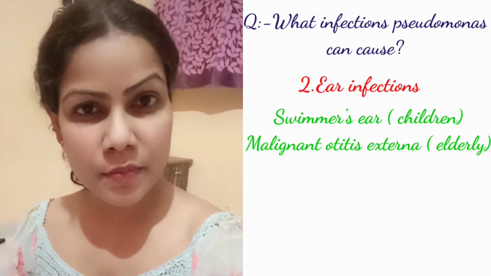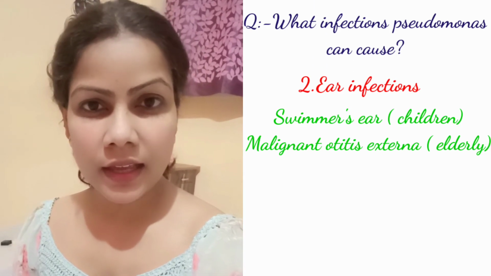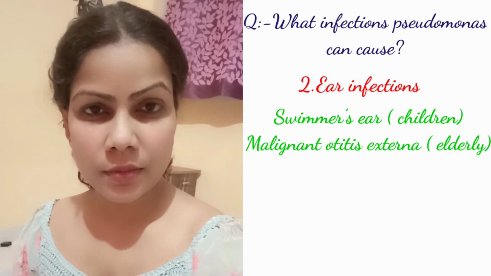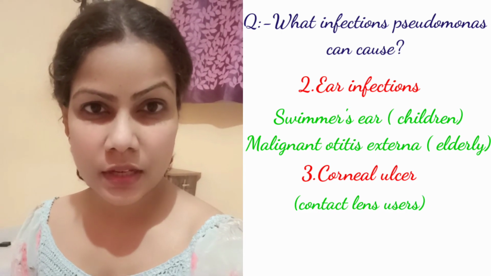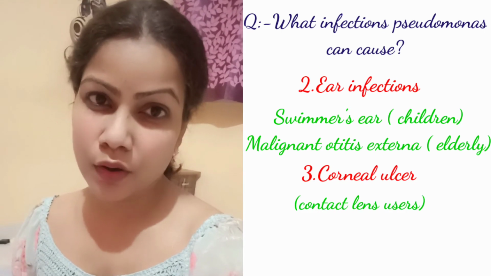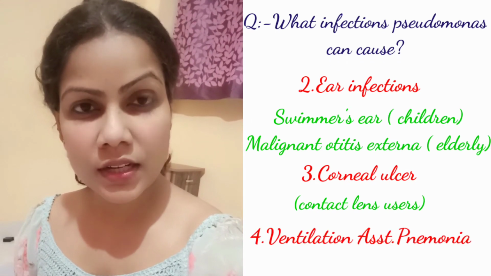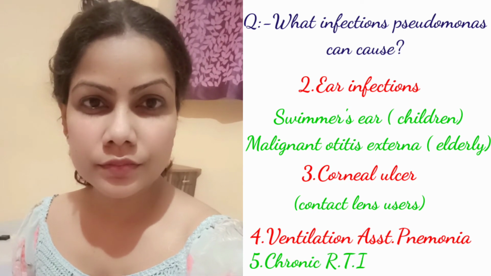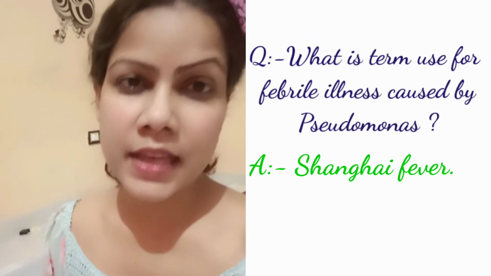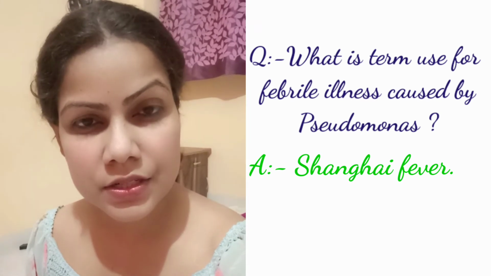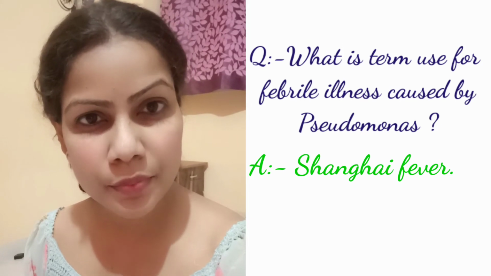Next, it may cause ear infection in children, termed swimmer's ear, and in the elderly, it is termed malignant otitis externa. It can cause corneal ulcer in contact lens users. It can cause ventilator associated pneumonia and chronic respiratory tract infection. Next question is, Pseudomonas can cause a mild febrile illness. What term is used for that? The answer should be Shanghai fever.